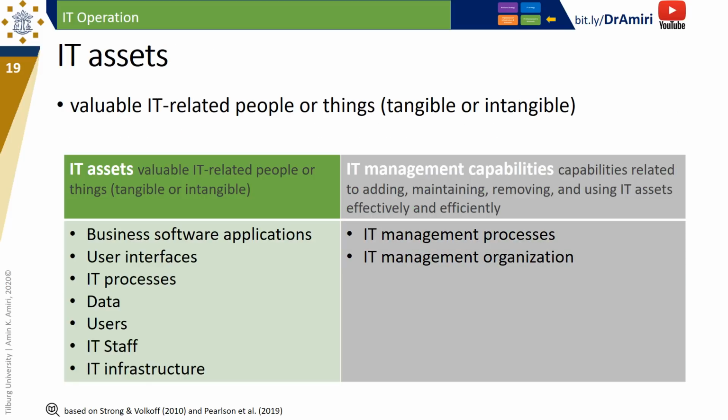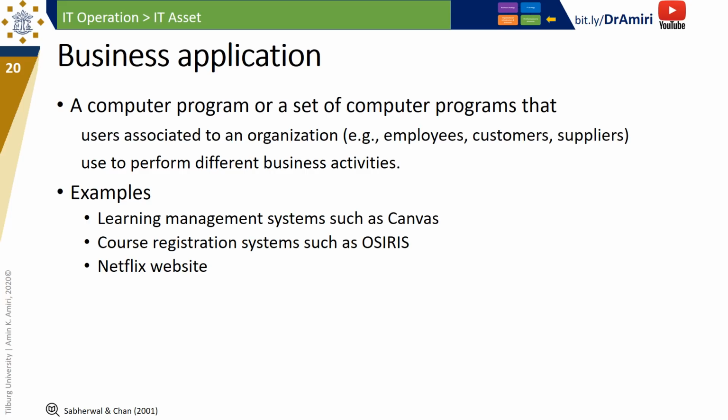So under this title, we discuss IT management processes and IT management organization. First, we go over IT assets, starting with business software applications. A business application is a computer program or a set of several computer programs that users use to perform different business activities. And by users, we mean employees, customers, suppliers, and whoever has access to this program or set of programs. Examples are learning management systems such as Canvas, course registration systems such as Osiris and Netflix website.